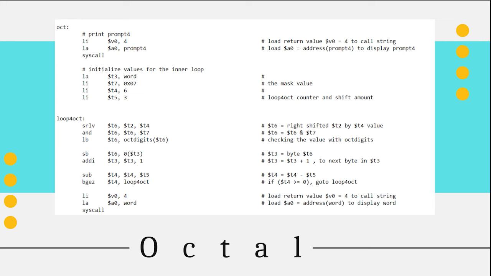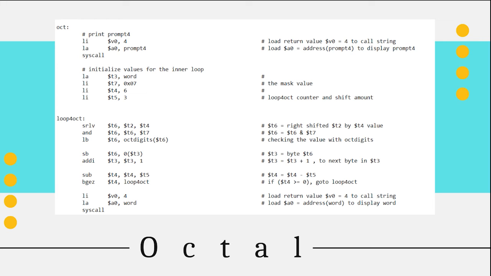And T5 we are going to use for loop awk, counter and shift amount. For the loop awk, first we need to shift right T4. So here T4 is equal to 6. Then we have N, because we want to combine T6 with T7.